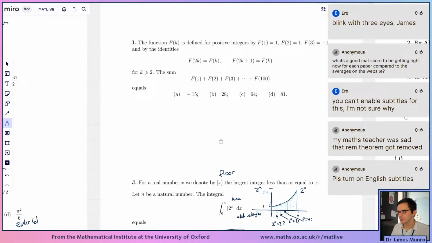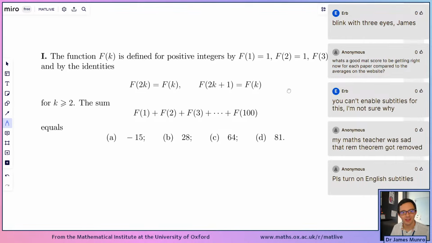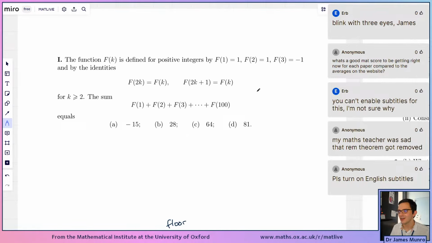That one's no longer on the syllabus. We've talked about the others. I haven't talked about this one, but explore, find out what's going on for small values, find out what's going on for larger values. 1, 1, minus 1, and then some more stuff happens.